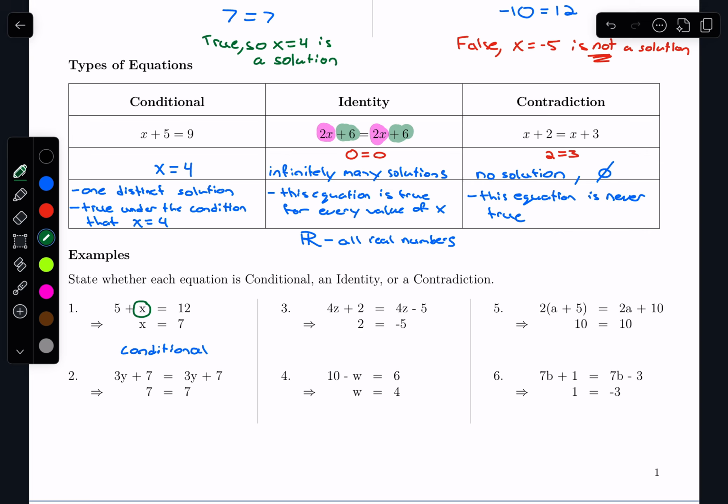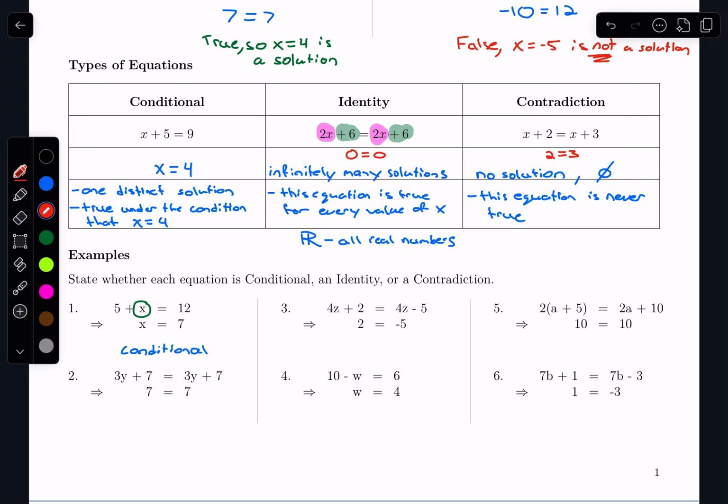But again, I encourage you to not rely on that. Rely on what the answer looks like. If it says x equals a number, that is a conditional statement, true under the condition that x is that number. Now, if we look directly below it, we have 3y plus 7 equals 3y plus 7.